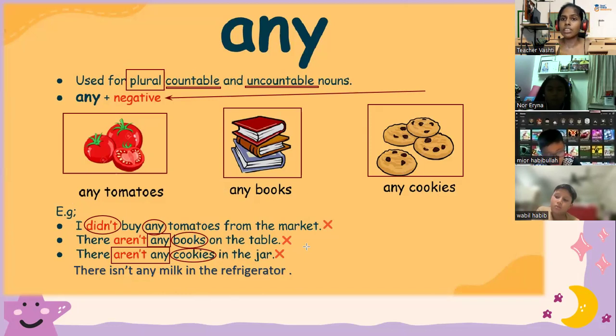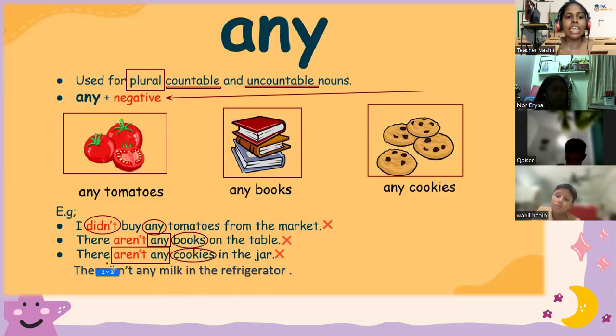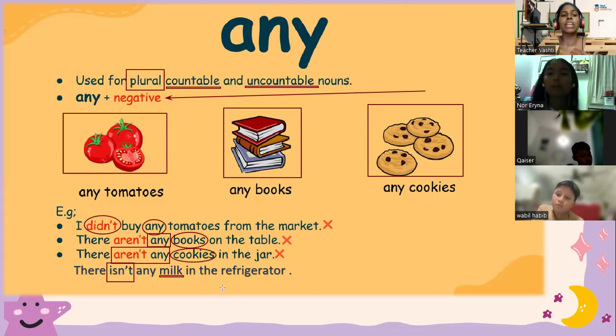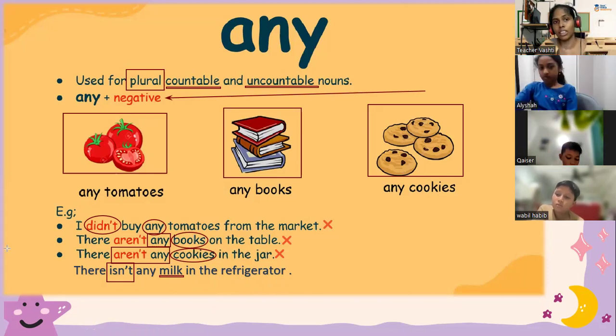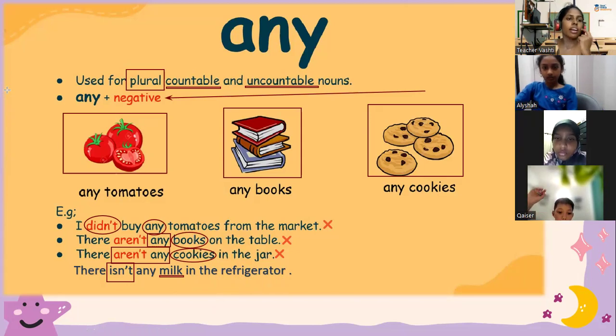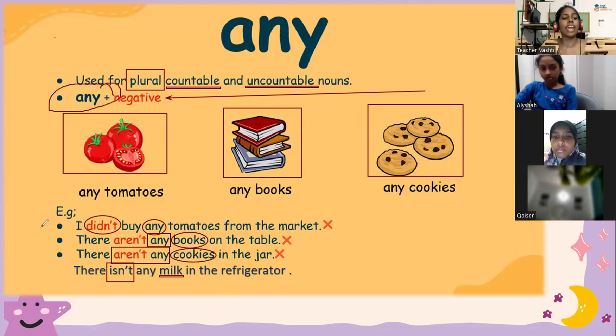How if tak boleh kira? Something that you cannot count. You use isn't. Why? Sebab milk tu tak boleh kira. There isn't any milk in the refrigerator. Walaupun banyak, tapi benda yang tidak boleh dikira, kena guna there isn't any milk in the refrigerator. Do you understand? Yes? Okay. Remember, main thing, very important. Use any only if it's a negative sentence. Isn't dengan aren't perbezaannya, aren't kita guna untuk boleh kira. Isn't kita guna untuk tak boleh kira.